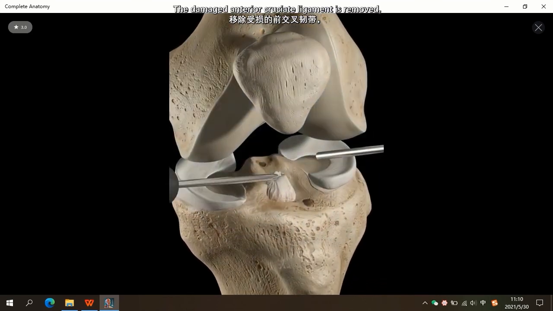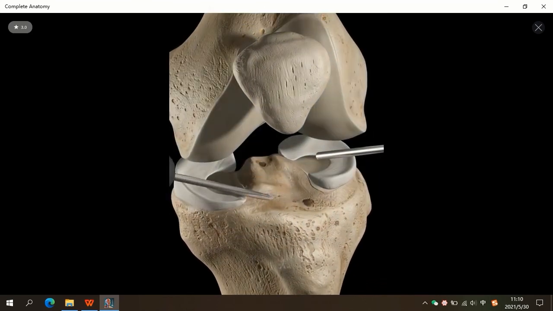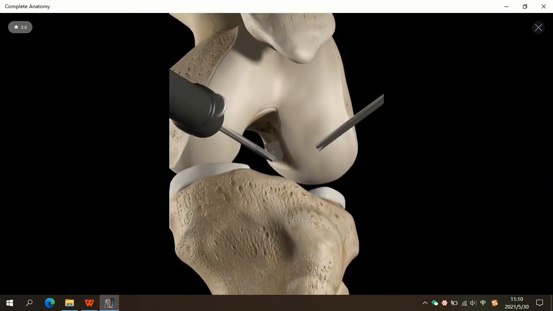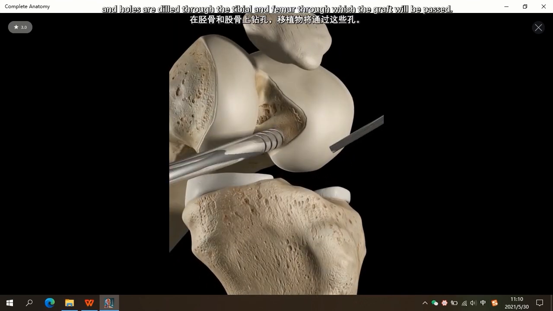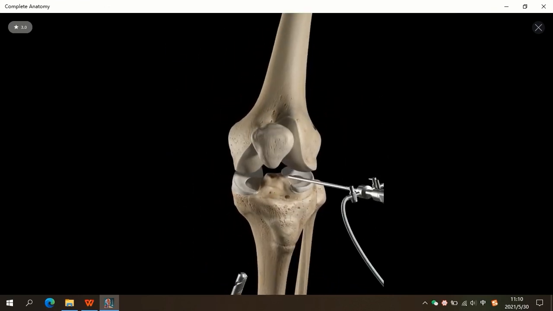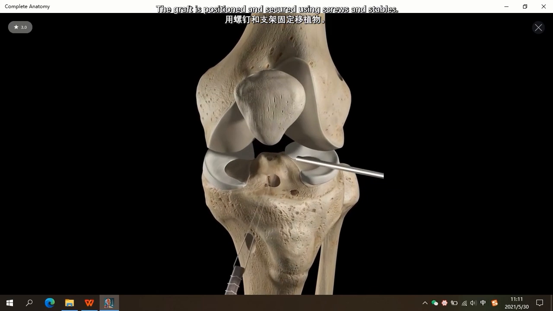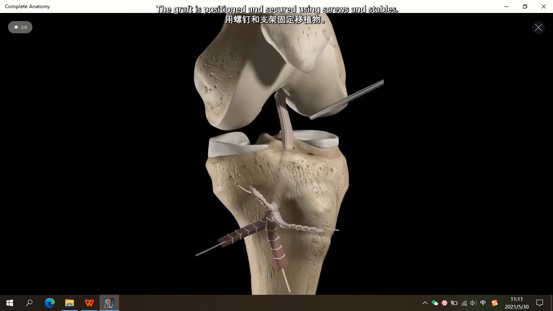The damaged anterior cruciate ligament is removed and holes are drilled through the tibia and femur through which the graft will be passed. The graft is positioned and secured using screws and staples.